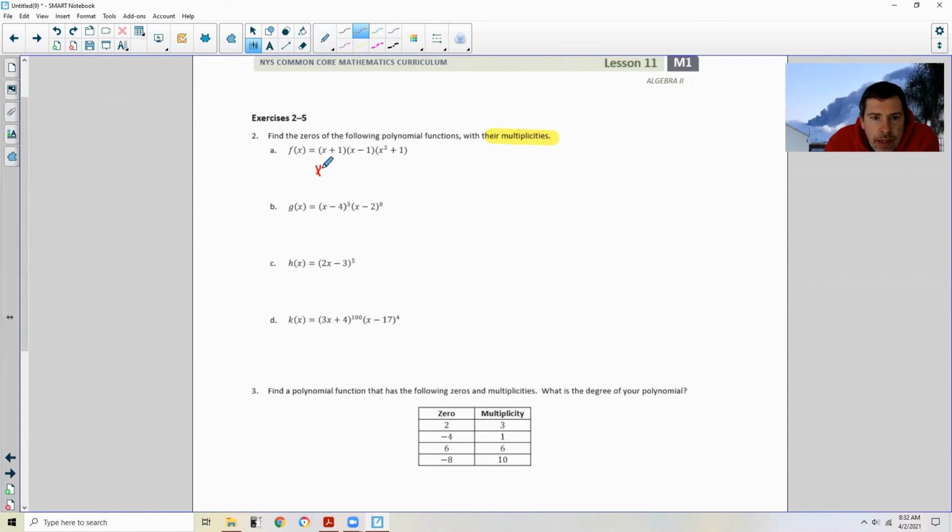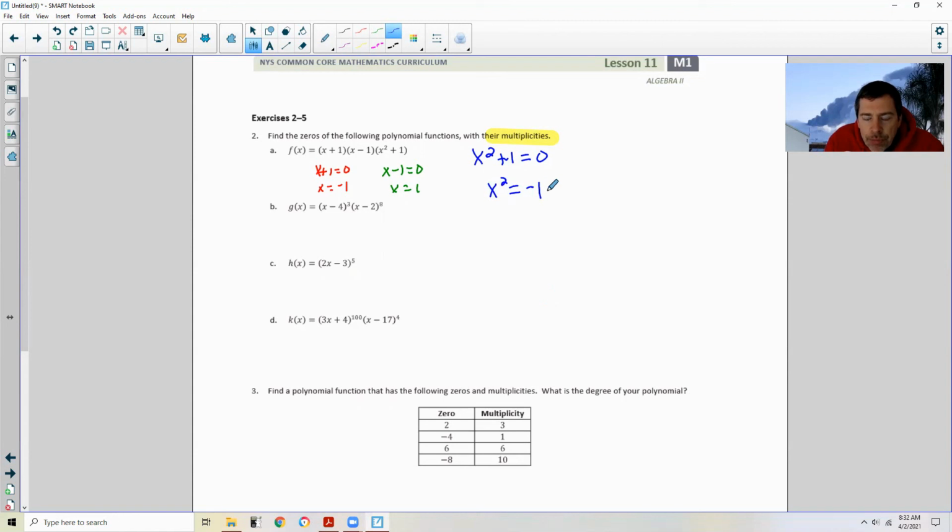If I set this x plus 1 equals 0, then x equals negative 1. There's 1, 0. Let me change colors for this other factor. If I said x minus 1 equals 0, then I would say x equals 1. And then finally, I have x squared plus 1 equals 0. Then we're going to subtract 1 from both sides. We're going to get x squared equals negative 1.